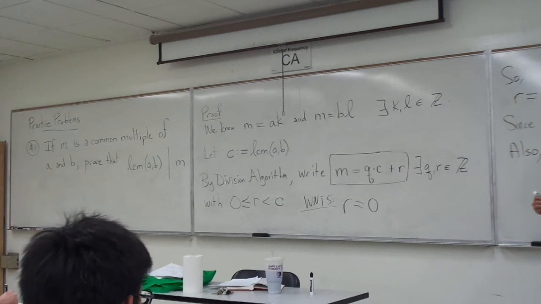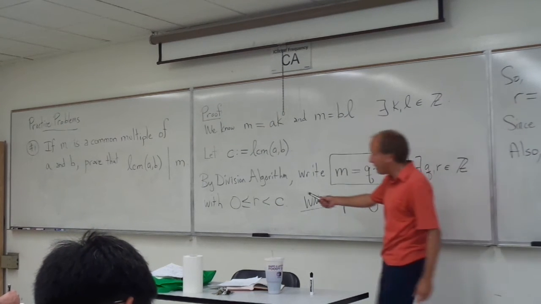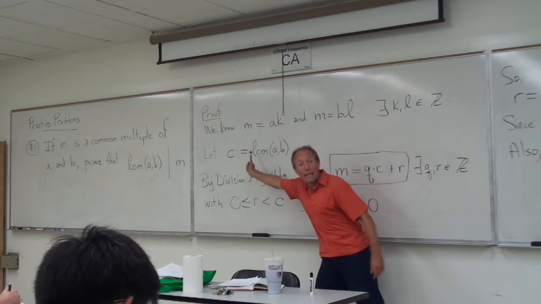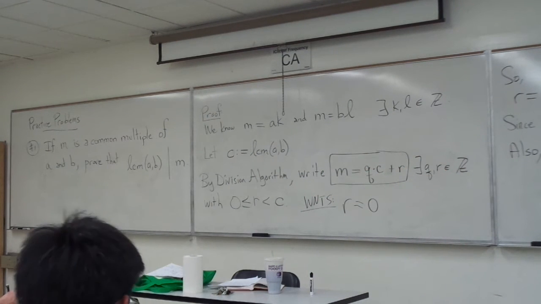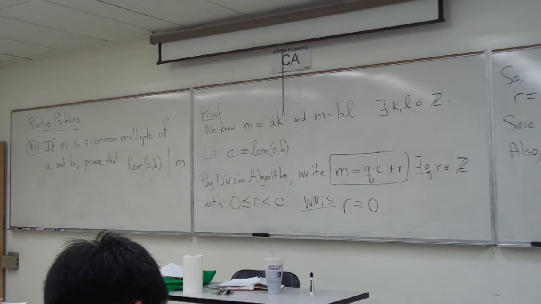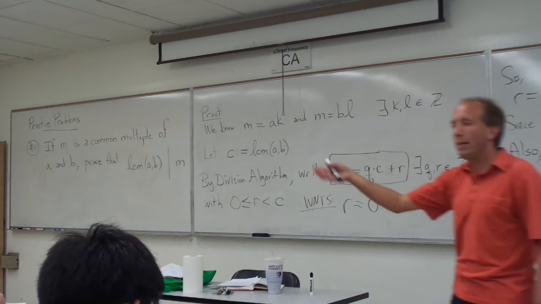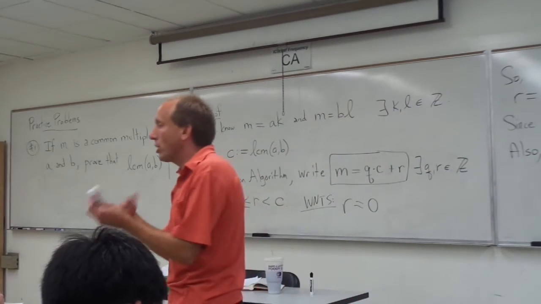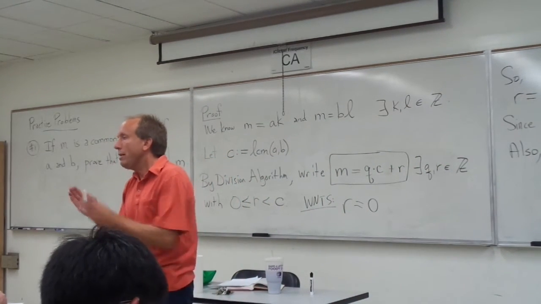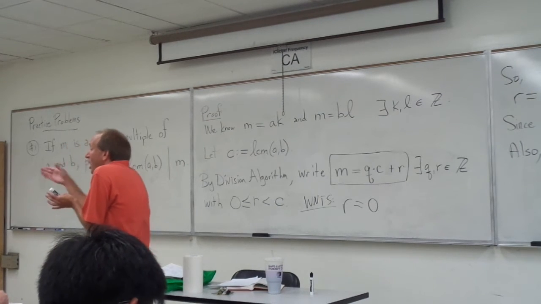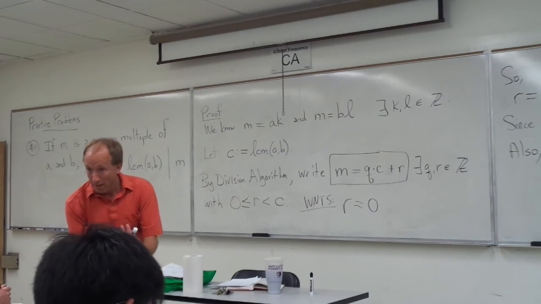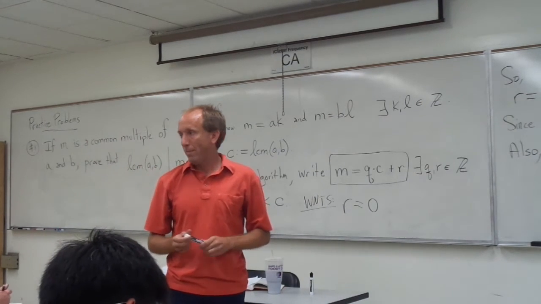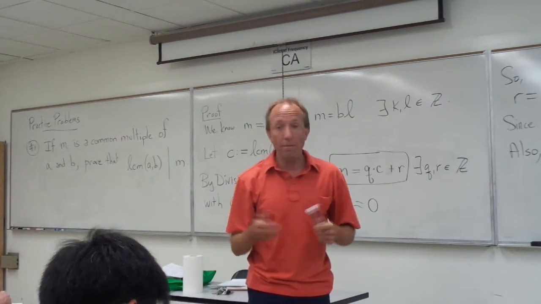So here's the thing. We know that r is less than c, and c was already the smallest common multiple, the least common multiple of a and b. So if I could show that r is also a common multiple of a and b, that would be a contradiction. C was supposed to be the smallest common multiple of a and b, and now you've got this other number r, which is smaller than it, that's also a multiple of a and b. And the only way that that would be true would be if r is 0.